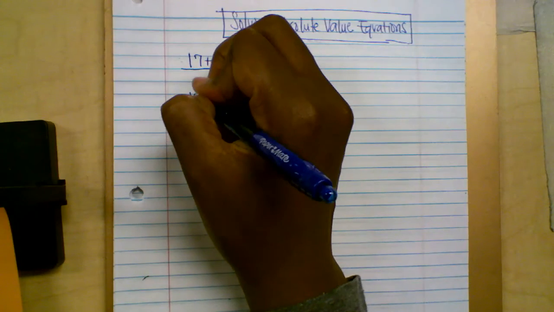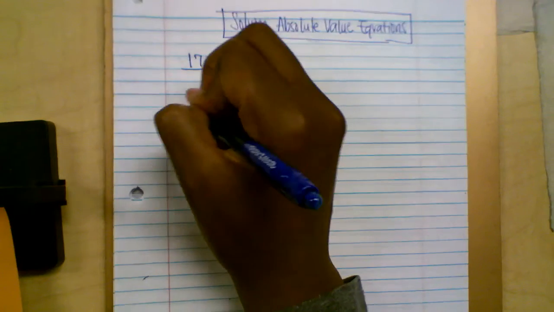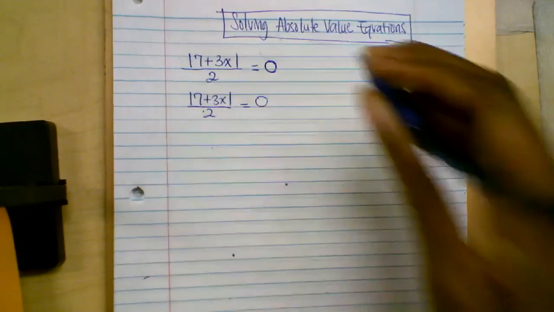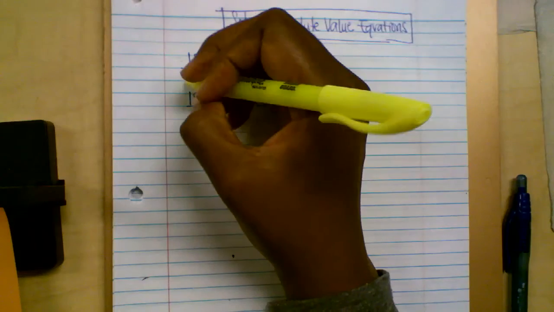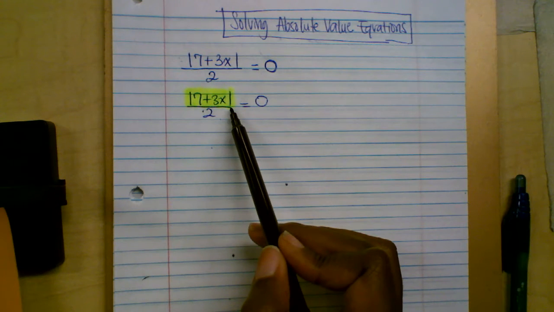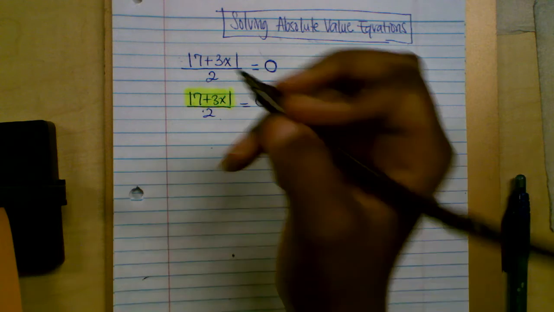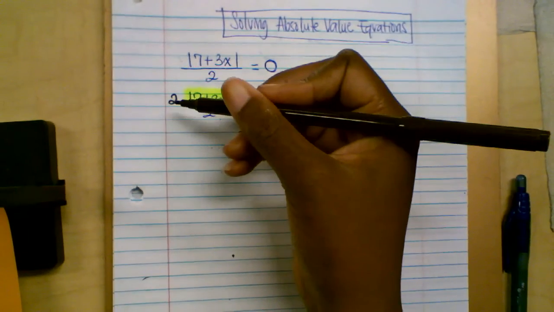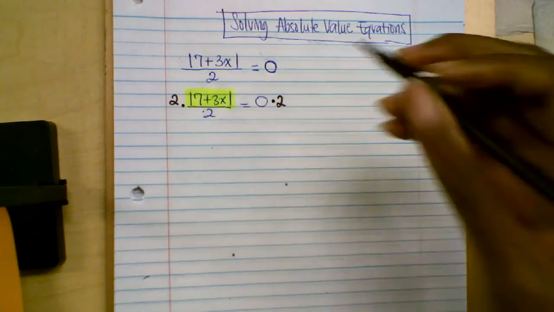Let me rewind the equation. So let me highlight the term with absolute value. You have to isolate the absolute value of 7 plus 3x. We want the absolute value of 7 plus 3x to be by itself, but right now it's divided by 2. What would you do? To undo division by 2, you multiply by 2. And remember, whatever you do on the left, you have to do on the right to balance the equation.